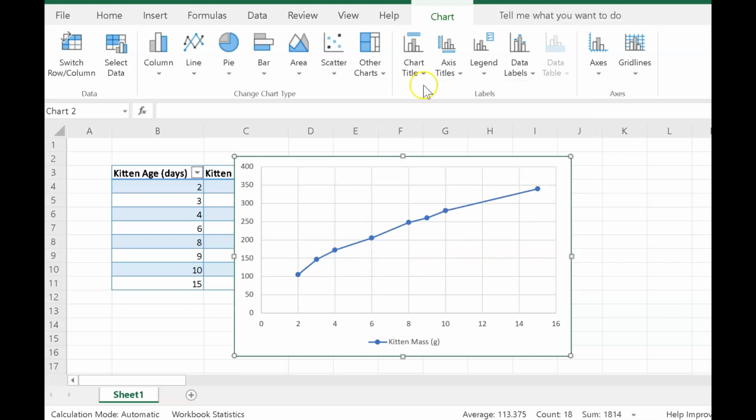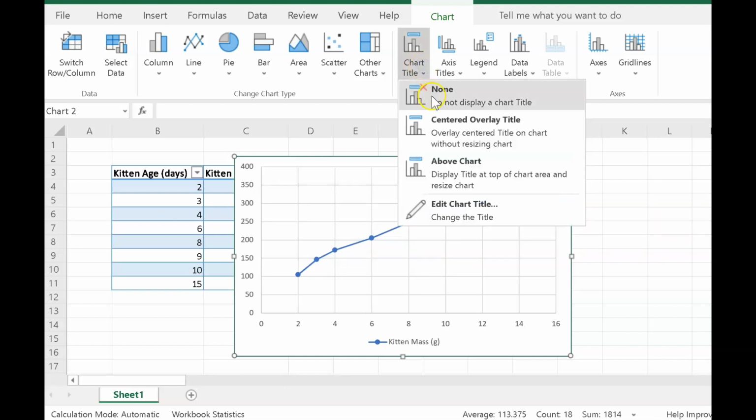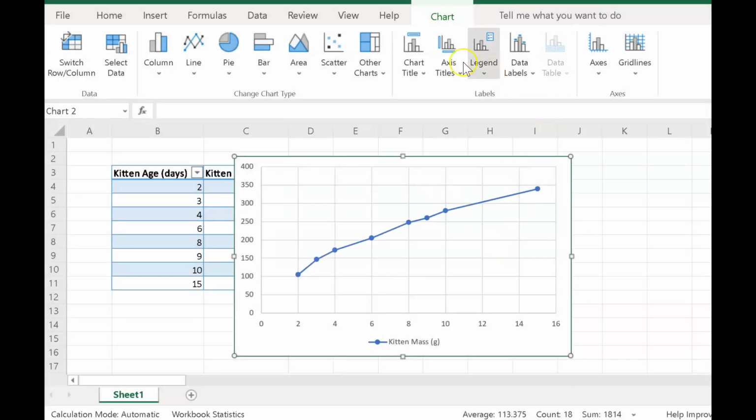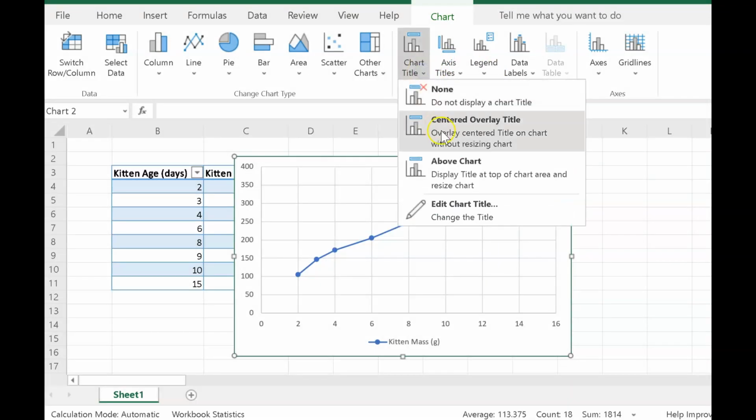What was written there was not really a good title. We also want to decide where the title is going to be. For example, if we want the title at the top, we select a particular option at the top, in the center, above the chart, and we have an option to have no title at all.